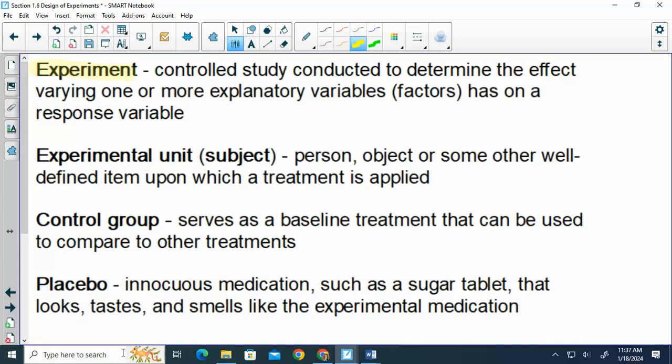It's a controlled study to determine the effect of one or more explanatory variables, and explanatory variables can also be called factors, has on a response. Okay, so in an experiment, we manipulate the explanatory variable, and then we measure the response. So the explanatory variable could be any number of things, depending on what you want to study.